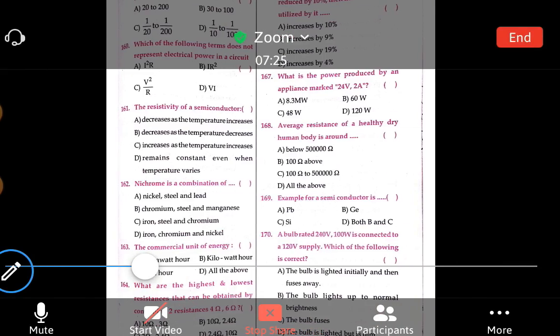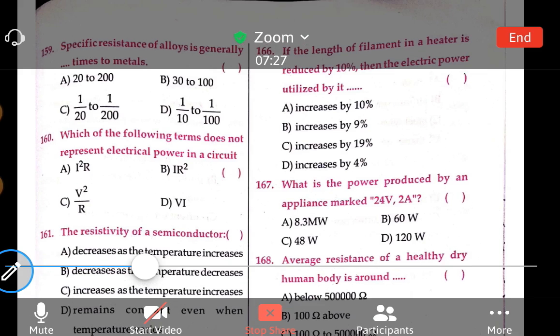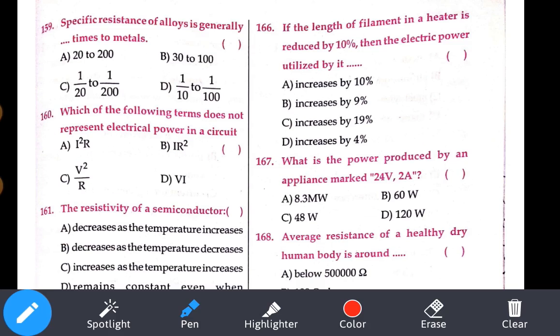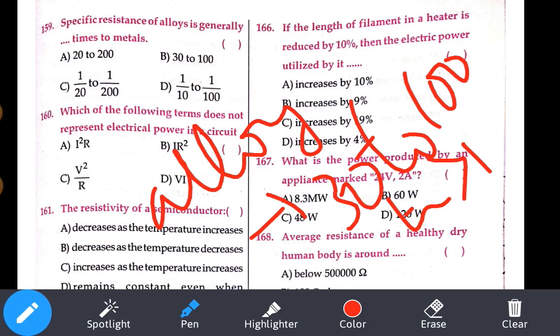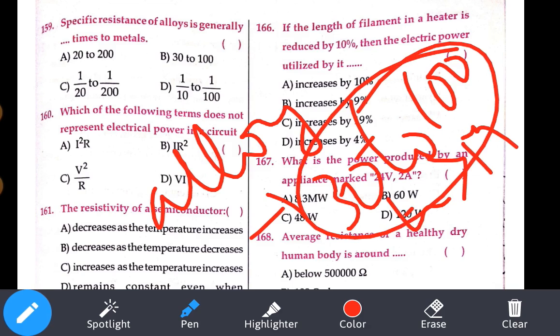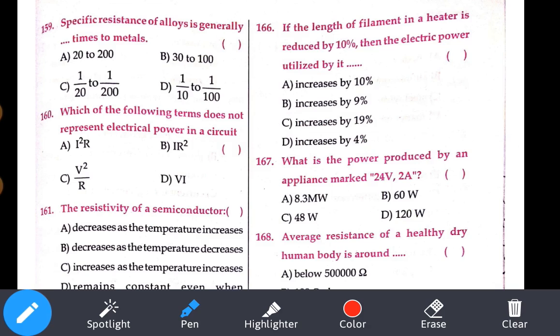Yes, let me zoom it. Okay, see the question: the specific resistance of alloys. So alloy specific resistance ranges from what times that of metal? In the chapter, we have learned that the alloy specific resistance ranges from 30 to 100 times more than the metals. So we can say that option number B is our answer.